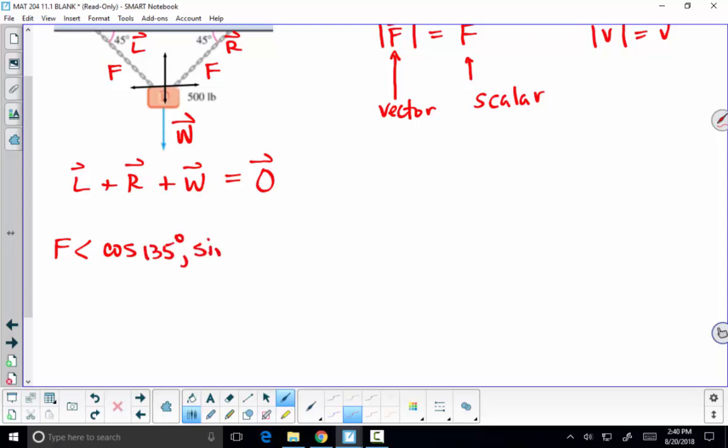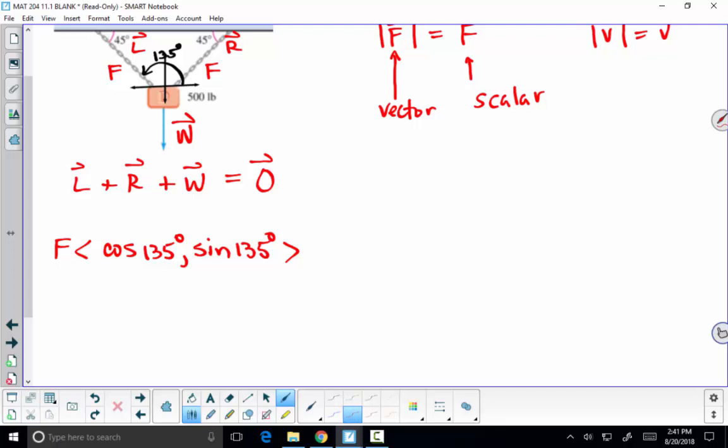So this is a unit vector. If we do cosine comma sine of an angle, that's a unit vector. Cosine sine is a unit vector, right? It gives you something on the unit circle. So this is a unit vector pointing in the direction of 135. Right, from our origin right there, that's 135. So this angle over here is 135 right there. So cosine 135 comma sine 135 is a unit vector that points in the 135 direction.